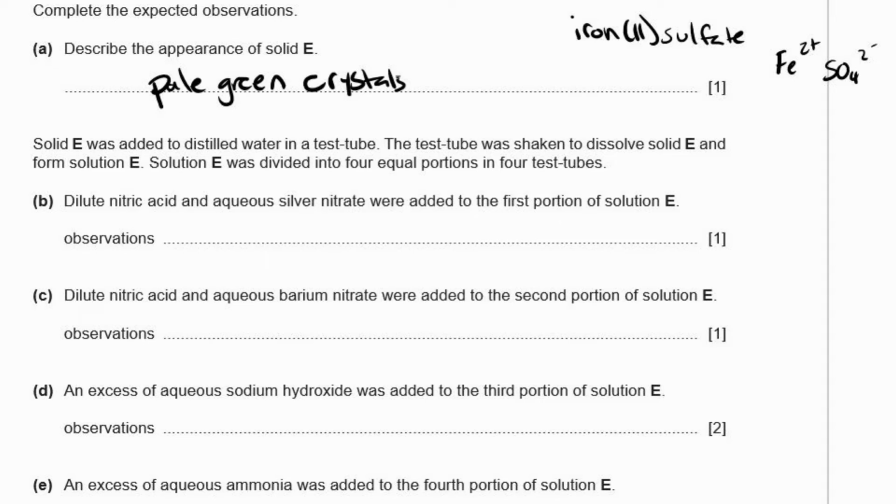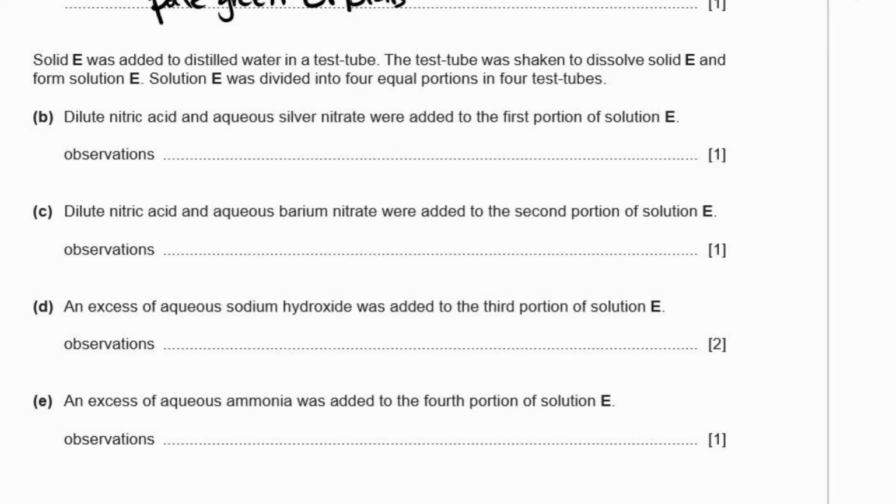Solution E was divided into 4 equal portions in 4 test tubes. So there were 4 different tests done on solution E. B. Dilute nitric acid and aqueous silver nitrate were added to the first portion of solution E. And so what do we see? What are the observations? Remember, observations are what you see, smell, hear, something like that. They're not what you know.